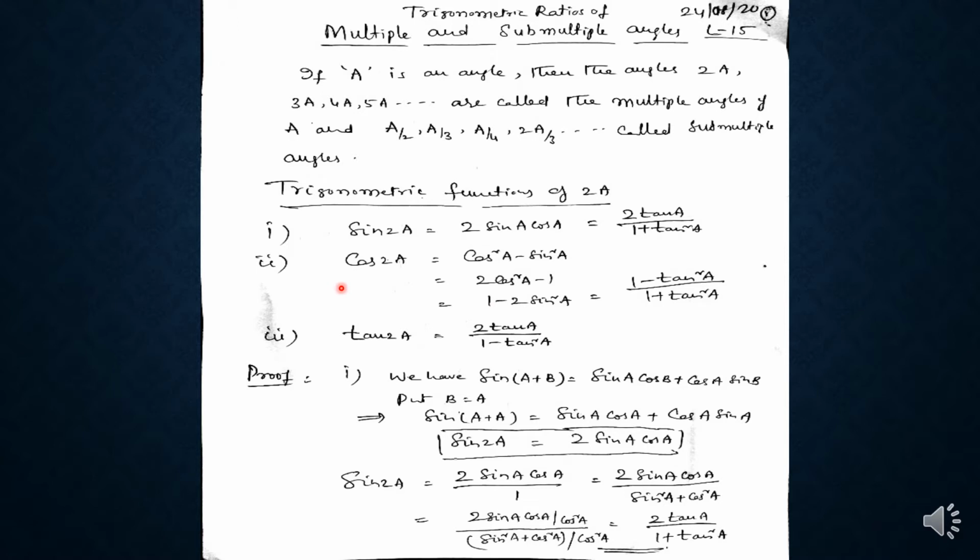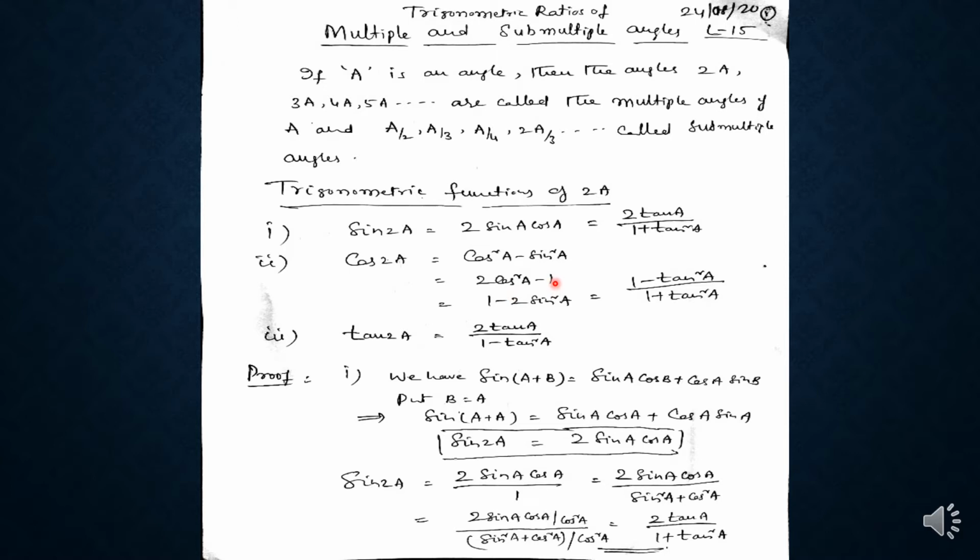And coming to the second proof, that is cos 2a. Cos 2a is equal to cos square a minus sin square a. This is one formula, in terms of cos and sin both. And in terms of cos only, that is 2 cos square a minus 1. There are no sin terms, only cos terms.